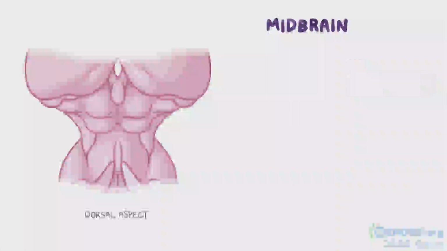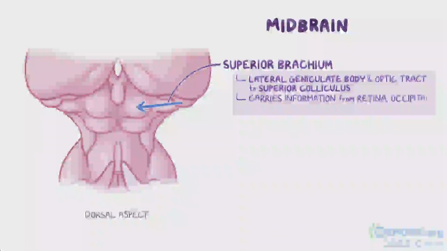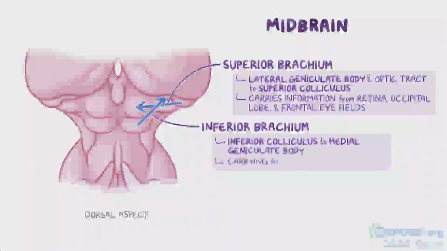Lateral to the colliculi, there are two elevations of brachia, ascending in the antero-posterior direction. The superior brachium, or brachium of the superior colliculus, stretches from the lateral geniculate body and the optic tract to the superior colliculus. It contains afferent fibers carrying information from the retina, occipital lobe, and frontal eye fields of the frontal lobe. The inferior brachium, or the brachium of the inferior colliculus, stretches from the inferior colliculus to the medial geniculate body, carrying auditory information.